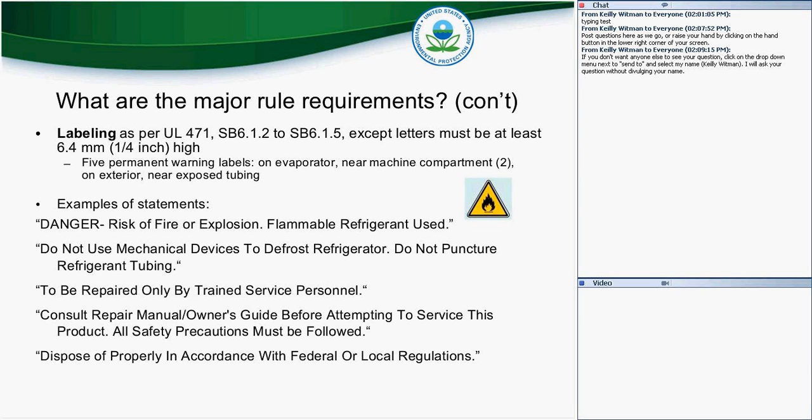Also, near the engine compartment, there are warnings specifically mentioning things like to be repaired only by trained service personnel, or consult the repair manual or owner's guide before attempting to service. In addition, there will be statements on the exterior, again, a statement about danger, risk of fire or explosion, also to be disposed of properly in accordance with federal or local regulations. And then also near exposed tubing, there would be a warning specifically about the dangers if the refrigerant tubing is ruptured.